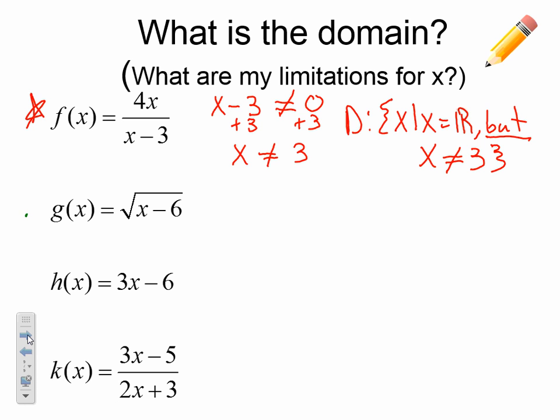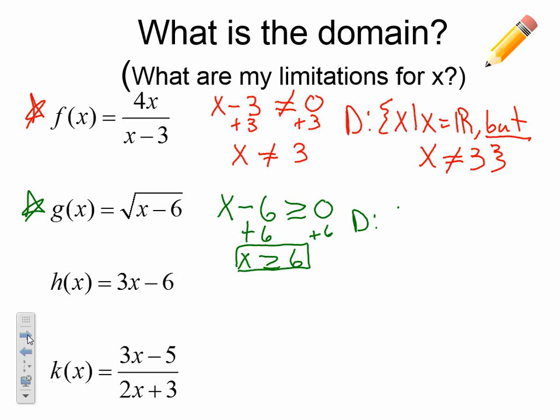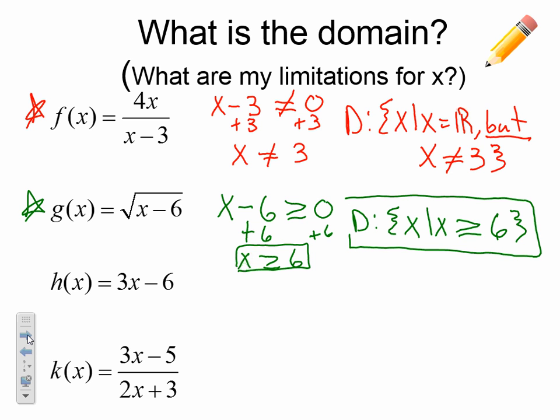Let's check out this one. We have g of x equals the square root of x minus 6. Now, we talked about this in the last slide. We can't take square roots of negative numbers, so it has to be 0 or greater. So when we solve this one, we're going to say x minus 6 has to be greater than or equal to 0. We're going to do this anytime we're taking square roots. So to solve this, we're going to add 6 to both sides. So x has to be greater than or equal to 6. So when we write our domain, we're just going to write x such that x has to be greater than or equal to 6.